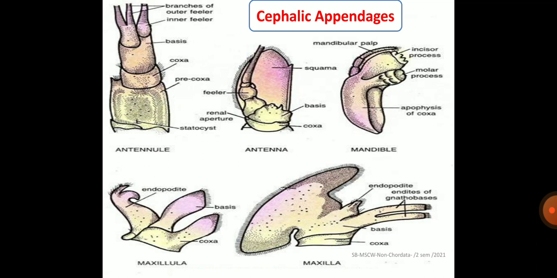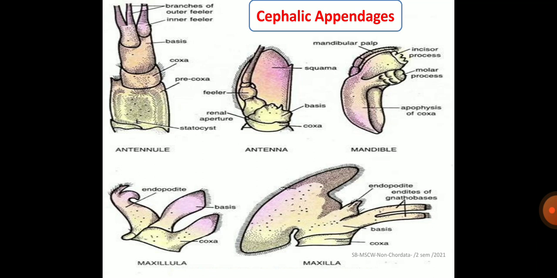In fact, G is silent, the word gnathos is a Greek term which is nothing but jaw. The endopodite is curved. You can see very clearly in this diagram. Endopodite is curved and bifurcated at the apex. The exopodite is absent. The maxillulae help in manipulation of food.